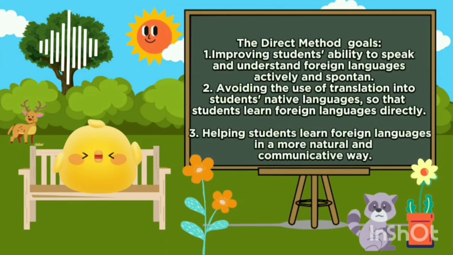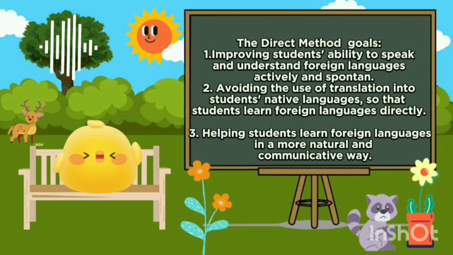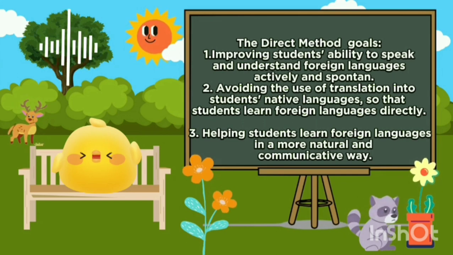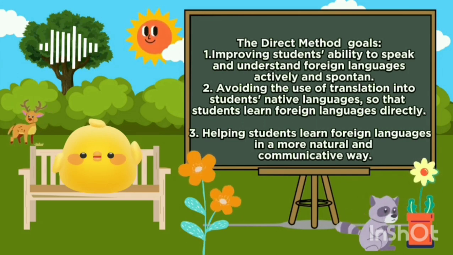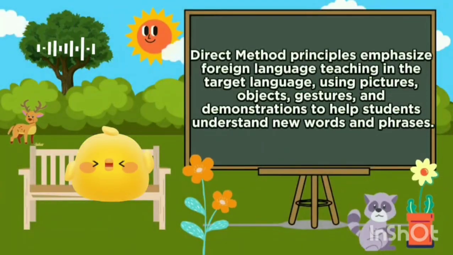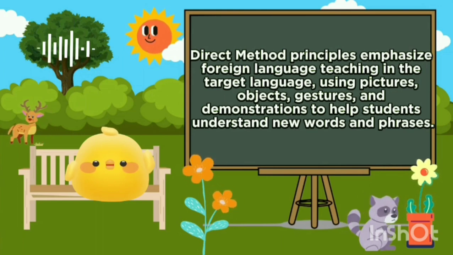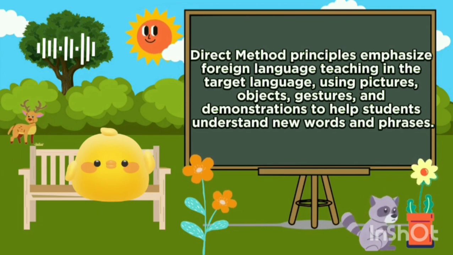The direct method goals: 1. Improving students' ability to speak and understand foreign languages actively and spontaneously. 2. Avoiding the use of translation into students' native languages, so that students learn foreign languages directly. 3. Helping students learn foreign languages in a more natural and communicative way. Direct method principles emphasize foreign language teaching in the target language, using pictures, objects, gestures, and demonstrations to help students understand new words and phrases.